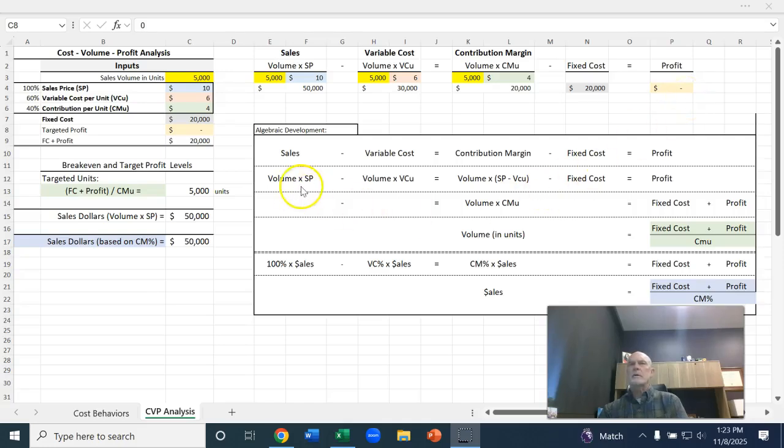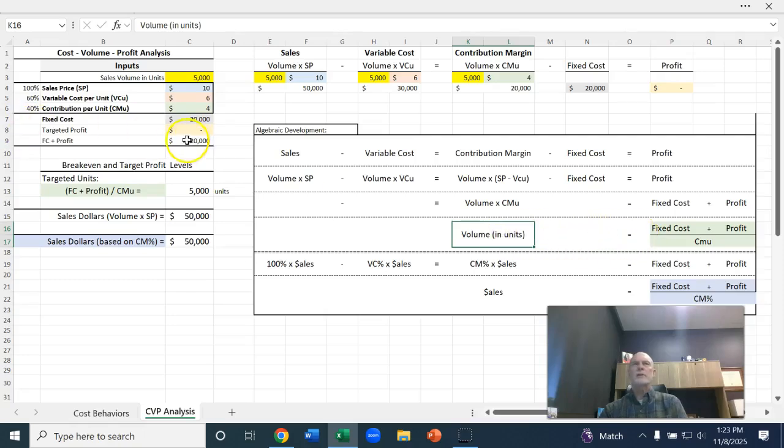So down here I've developed a little algebraic development of the formula, but it breaks down to where our fixed cost plus our target profit gives us a total, and we divide that by our contribution margin per unit, and that would give us the number of units we would have to sell in order to hit that profit level.